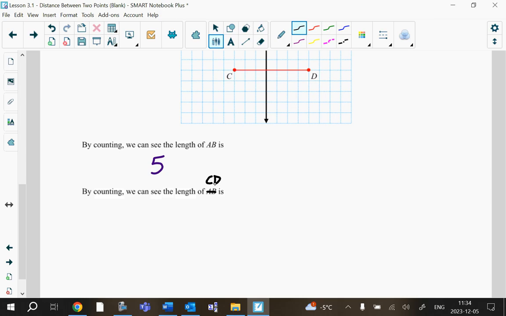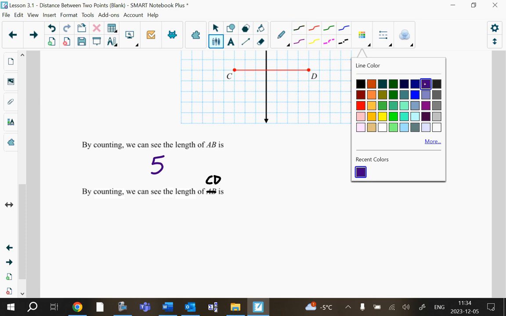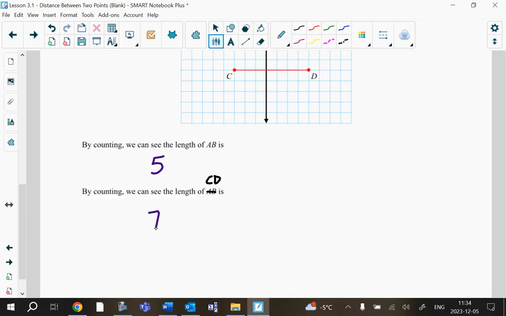And again, so a vertical segment, pretty easy to find the distance, just count. Horizontal would be the same thing. What would be the distance from C to D, or the length of CD? 7. So those are pretty straightforward.